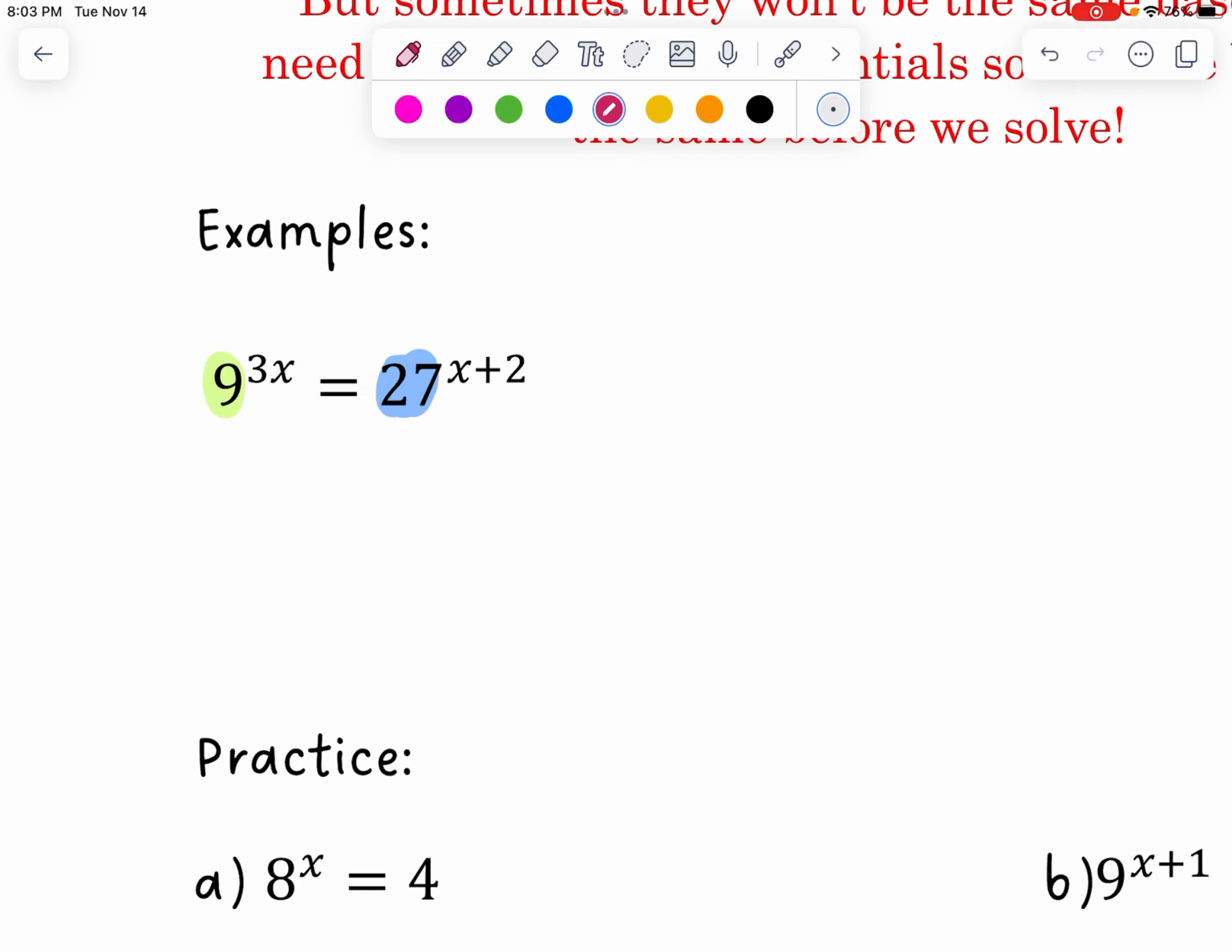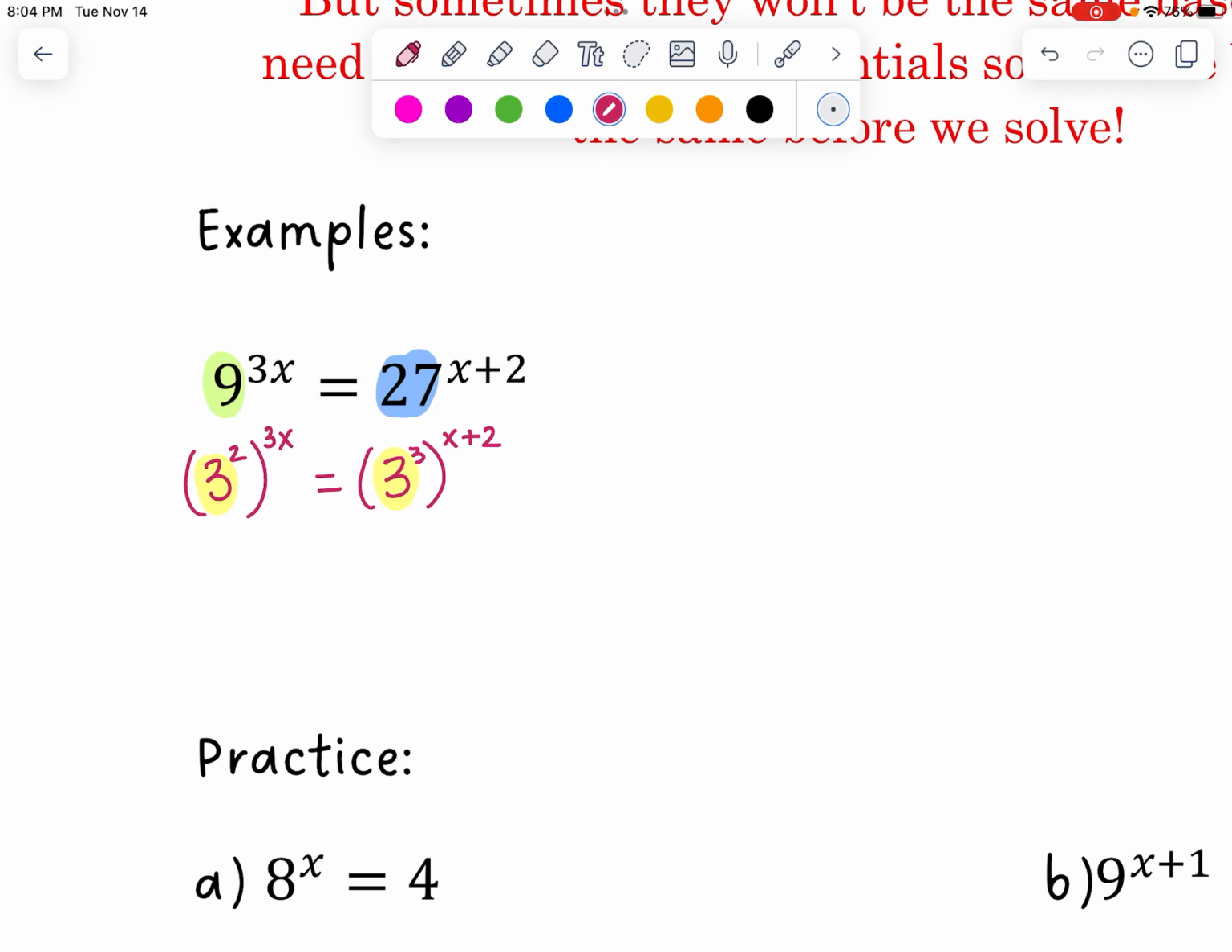Well, I know that 9 is really 3 squared. Could I rewrite 9 as 3 squared and then bring down the 3x? Yes. Well, can I also rewrite 27 as 3 to a power? 27 is 3 cubed. Bring down the x plus 2. So now I have the same base. Both of them are base 3.